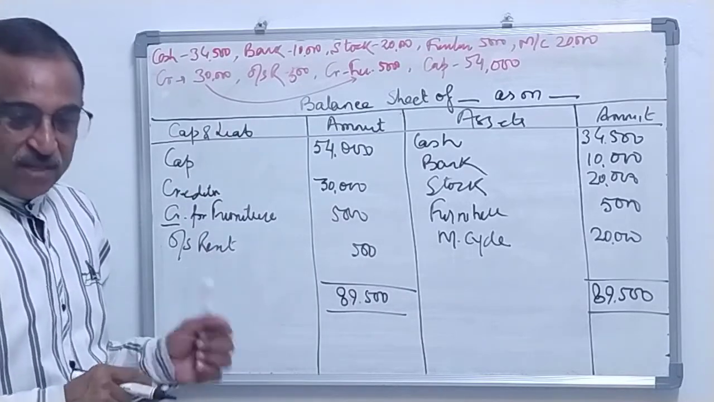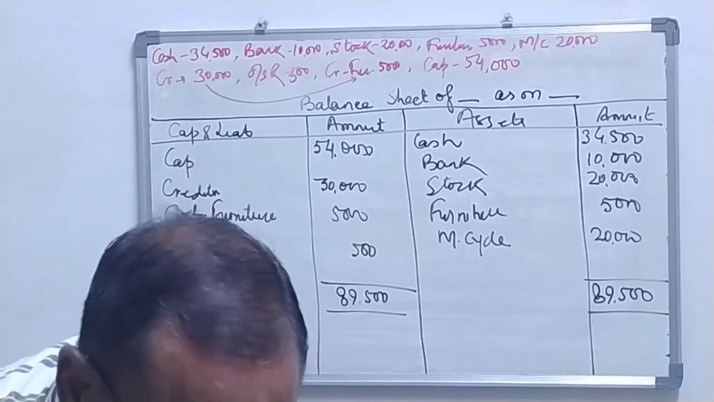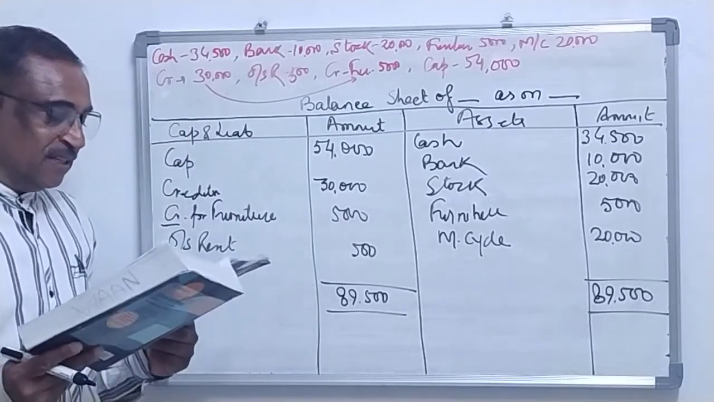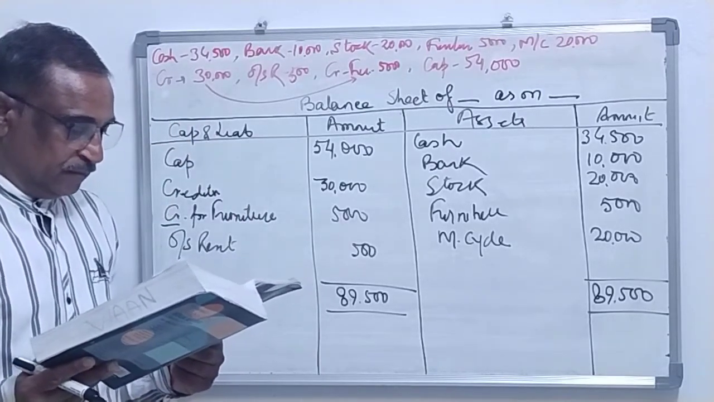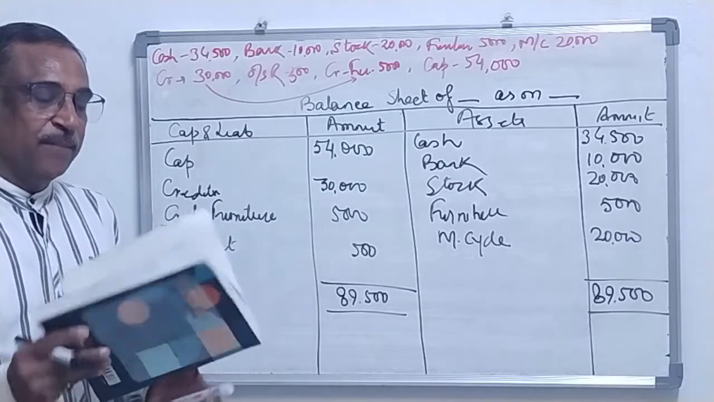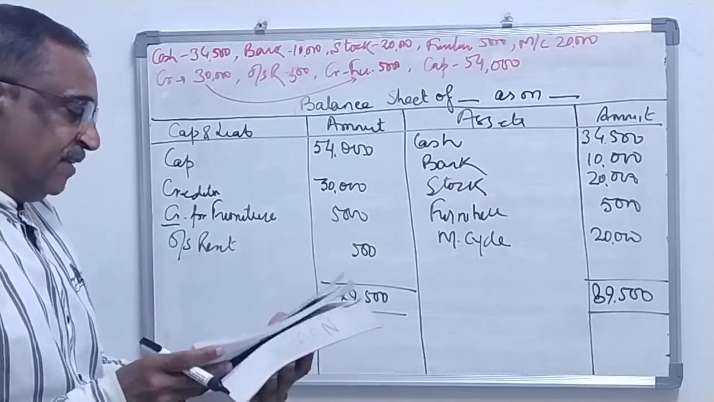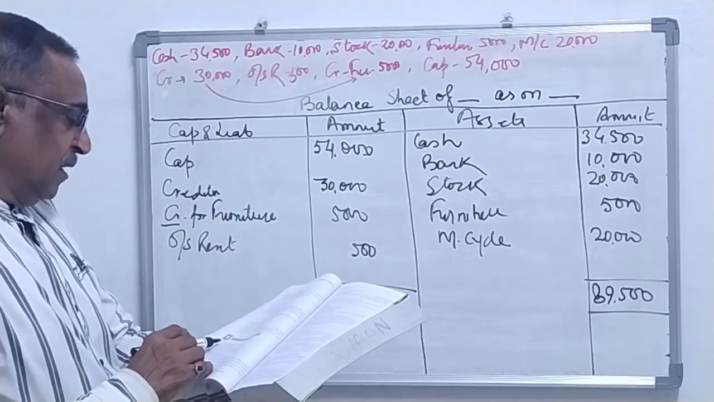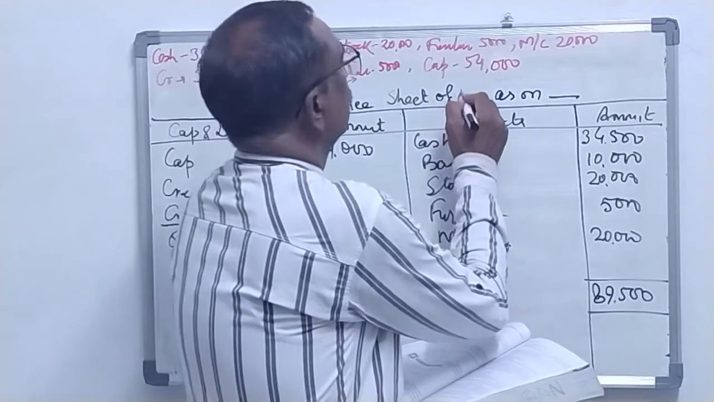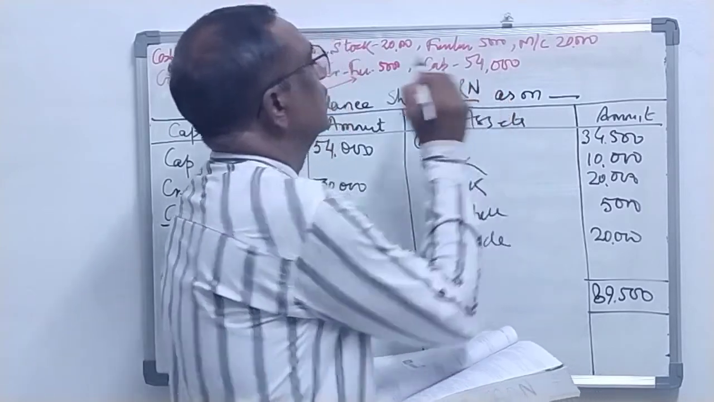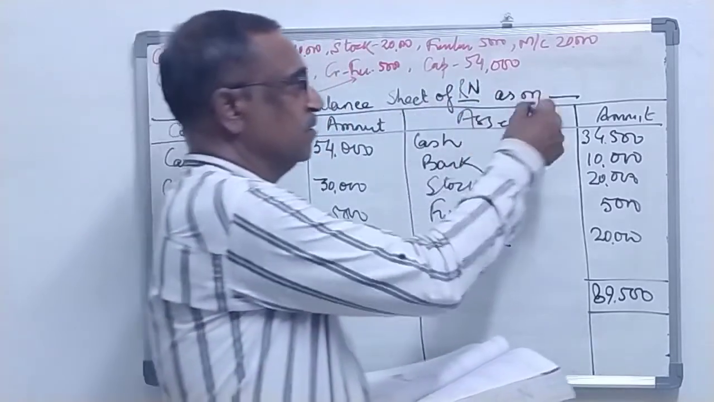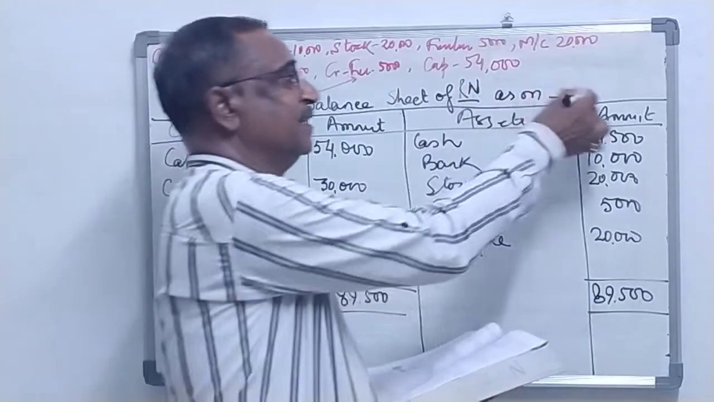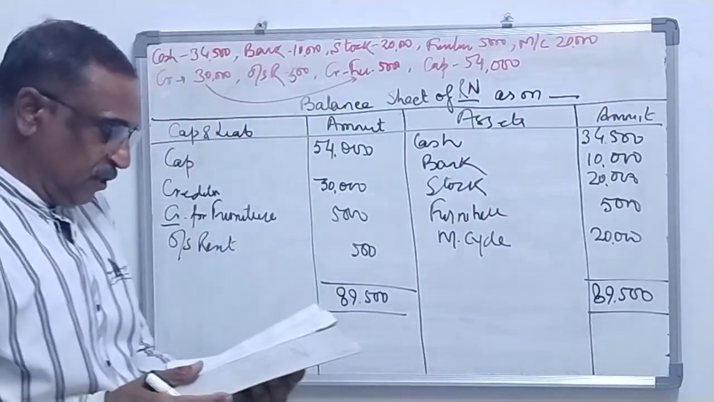Okay. This was question number 13 of PS Grewal from chapter number 5 for class 11th, Financial Accounting. Here the name given was Raghunath. So, balance sheet of Raghunath, as on the date, which you have to mention if it is there in the question.